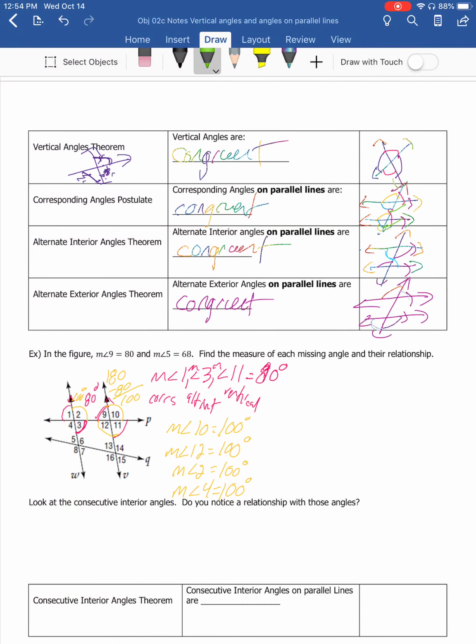Okay, so the other piece of information is the measure of angle 5 is 68 degrees. So the measure of angle 5 equals 68. So I know the measure of angle 7 also has to be 68 degrees. I know the measure of angle 13 equals 68 degrees because those are corresponding. I know the measure of angle 15 is 68 degrees because those are vertical.